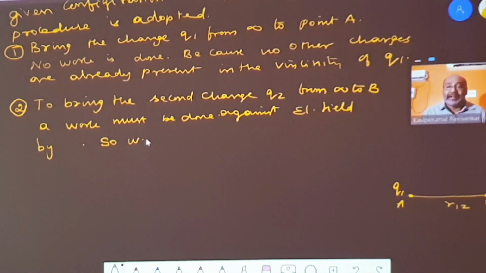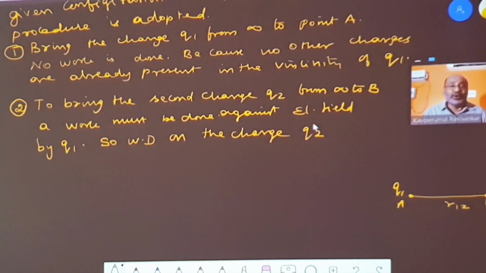So the work done on the charge Q2, because Q2 is moved, is the potential energy stored. So the potential energy, or the work done, is equal to what? The potential at point B due to Q1.